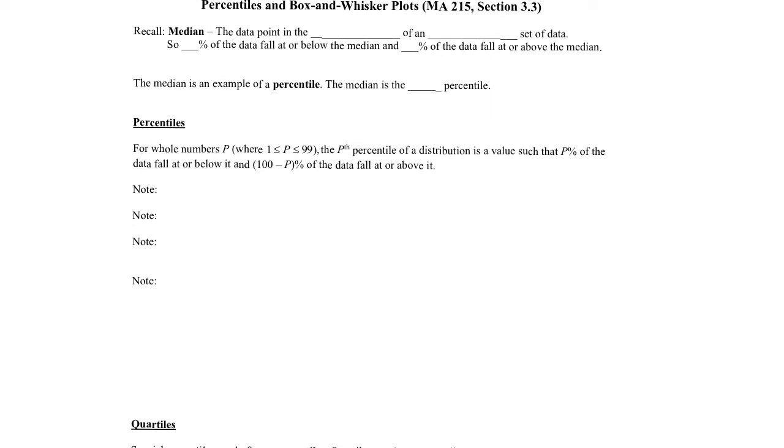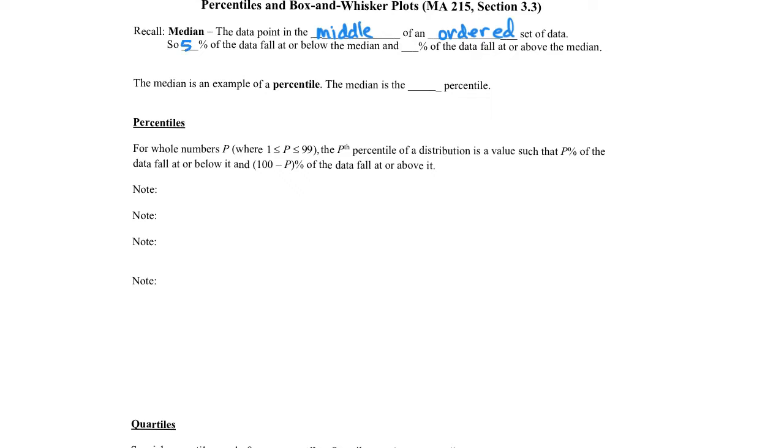is the data point in the middle of an ordered set of data. So if you remember, we have to first put the numbers in order, right? Typically from smallest to largest, and then the one right in the middle is the median. And we talked about what to do if there's an even number of data points where there would be two in the middle.